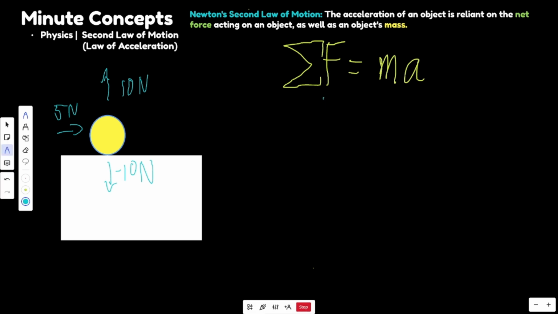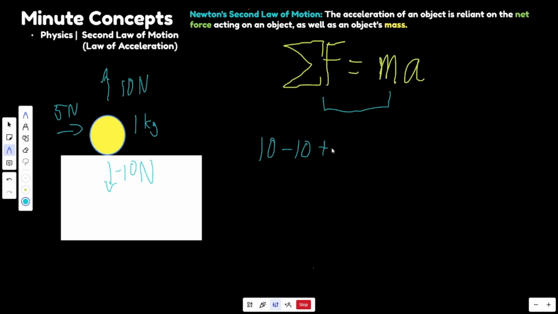is expressed in this formula, where the summation of forces, or the sum of all the forces, like when we add all of these numbers together, is also equal to the mass times the acceleration of an object. So let's say that the mass of this object is 1 kilogram. All we'd have to do to get the acceleration of an object is to add all of them together. So that's 10 minus 10 plus 5 is equal to 1a.